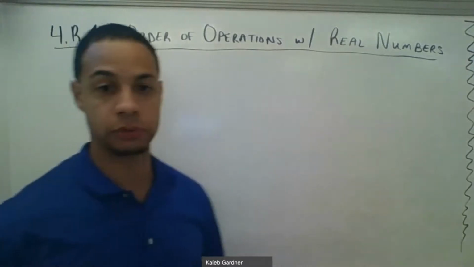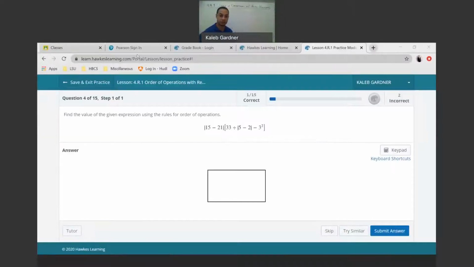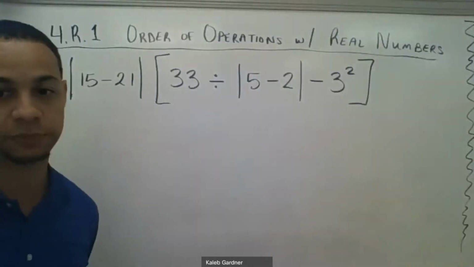All right, next example. Here it is: absolute value of 15 minus 21, bracket, 33 divided by, why are these problems so interesting? Okay, 5 minus 2, close the absolute value, minus 3 squared, close the bracket. All right, we got a lot to discuss on this problem, and that's okay.